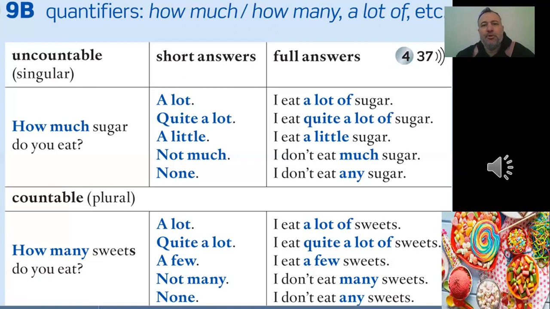How many apples do you eat every day? I eat a few apples. 3, 4, 5 apples. A few apples. I don't eat any apples. So a few is used when you can count. For example, we are studying English right now, and there are a few students studying English right now. There are about 6 or 10 students, a few students.